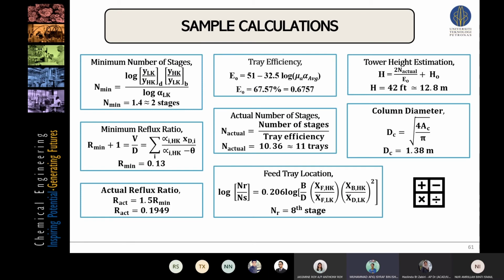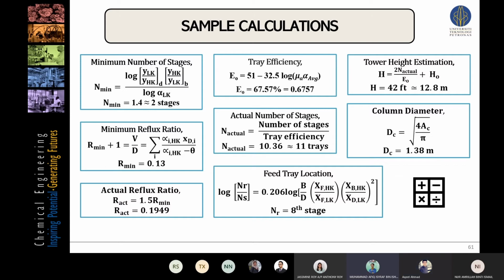Sorry to disturb, Mr. Hafiz. Dr. Linda and Dr. Nik, can you see the presentation? Can you see the screen? Yeah, it's okay, because I cannot see the screen. It's only the white background. Okay, if you can see, I think it's okay. Hafiz, you can proceed. Thank you.